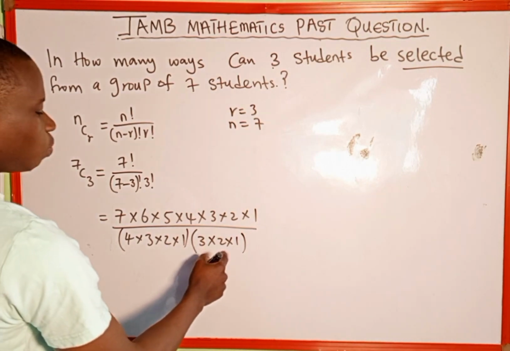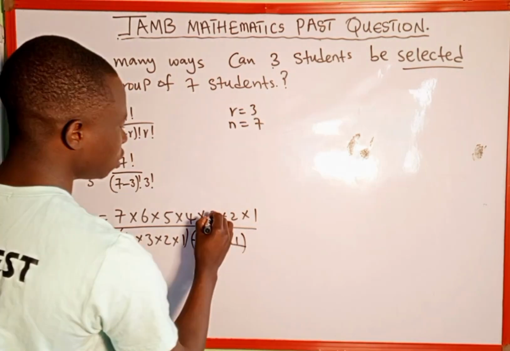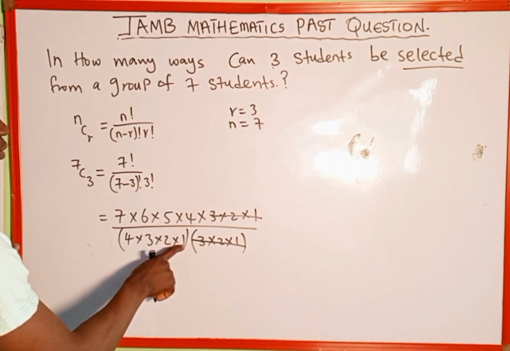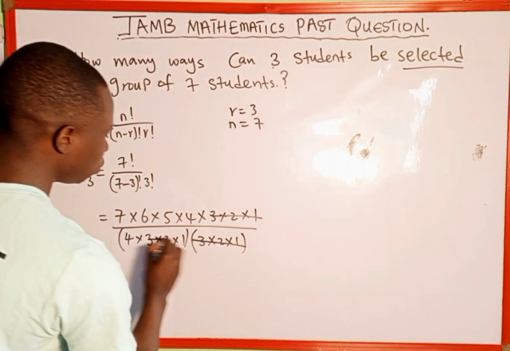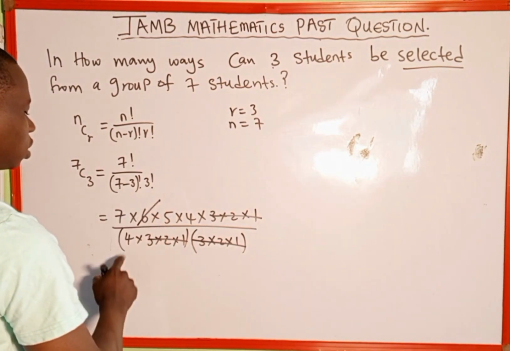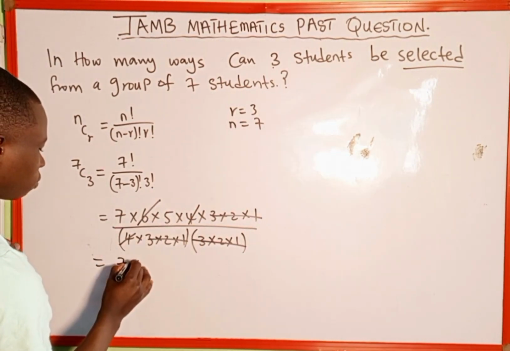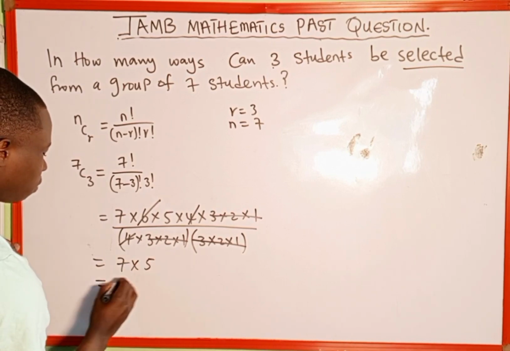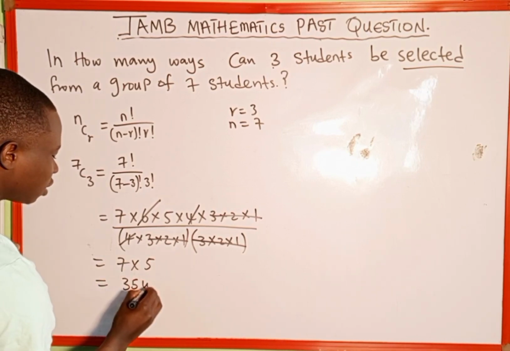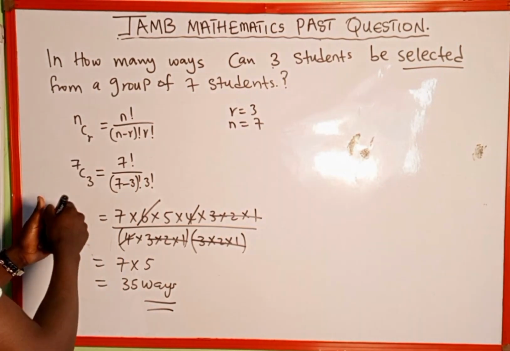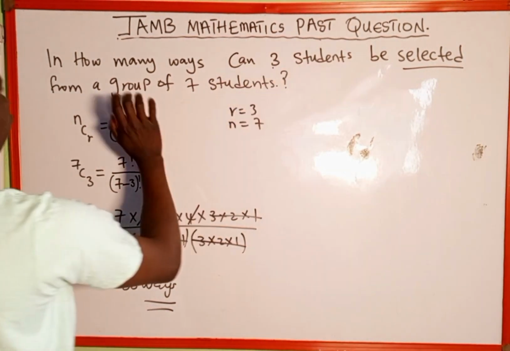3 factorial is the same as 3 multiplied by 2 multiplied by 1. So 3 multiplied by 2 multiplied by 1, the whole of this is going to cancel this. Here we have 3 multiplied by 2 is 6. 6 multiplied by 1 is the same as 6. So the whole of this is going to cancel this. Then this 4 is going to cancel this 4. We are left with just 7 multiplied by 5. And 7 multiplied by 5 is going to give us what? 35 ways. So we have 35 ways of selecting 3 students from the group of 7.